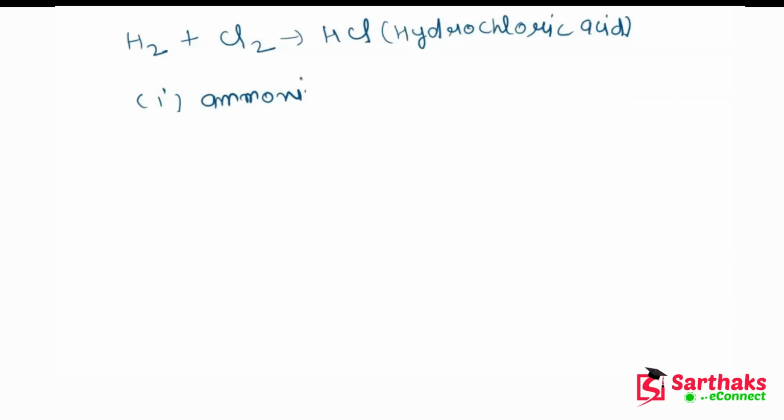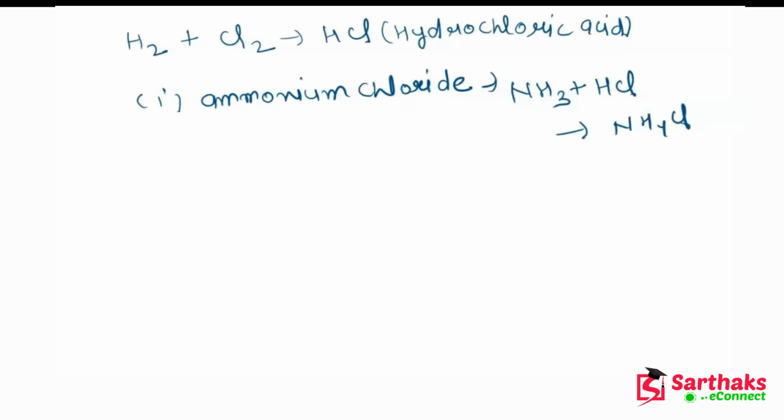Ammonium chloride. How is this ammonium chloride formed? When I react HCl with NH3, it will form NH4Cl. This is the reaction to make ammonium chloride. When ammonia reacts with HCl, it forms NH4Cl, which is ammonium chloride.